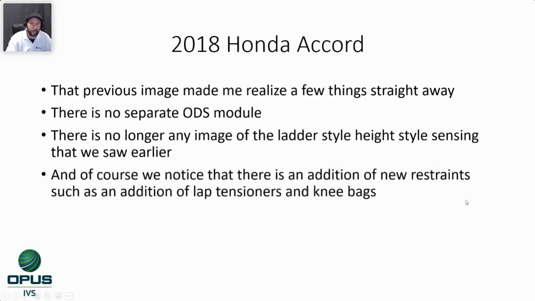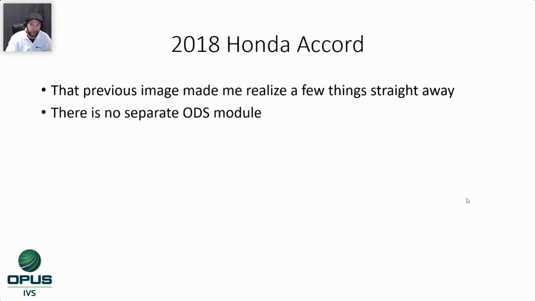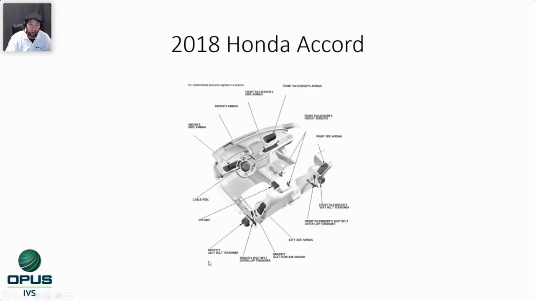And you'll see why. So we do notice also that there is an addition of new restraints like lap pretensioner, knee airbags, and I'll go back to it for a second there for you in case you missed it. But over here we have our outer lap tensioner. We no longer have a buckle tensioner on here. Some do have buckle tensioners. This one specifically does not. So they'll have the outer lap tensioner that connects to our actual seatbelt itself as it comes across.